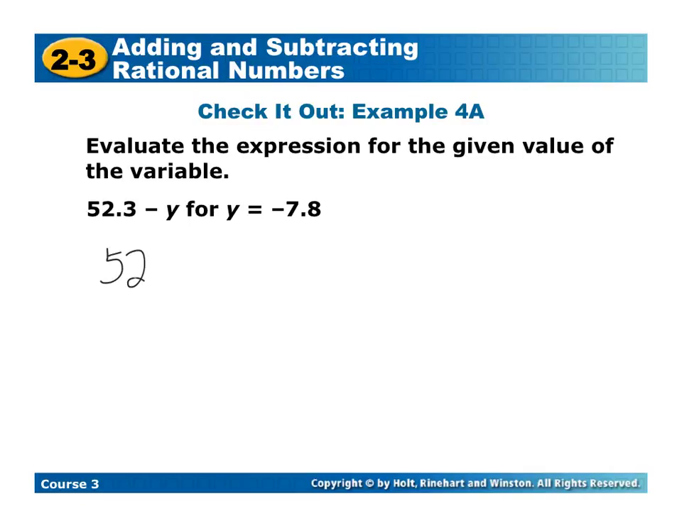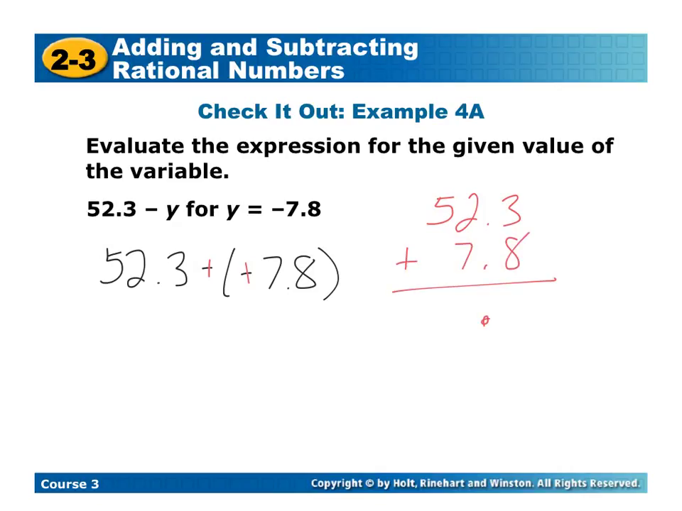So now here's an example for you to try on your own. We have 52 and 3/10 and we're subtracting a negative 7/8 tenths. Once again, I'm going to add the opposite, so I'm going to add a positive. Here I have 52 and 3/10. I'm going to add 7 and 8/10, making sure I have those decimal points lined up. Bring that straight down. 3 plus 8 is 11. Carry the 1. 7 plus 2 is 9, plus 1 more is 10. So we would get 60 and 1/10.